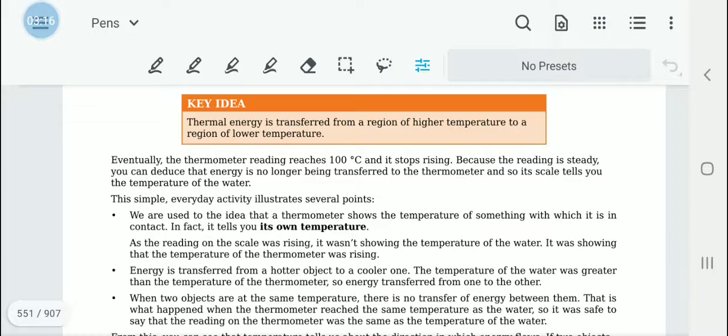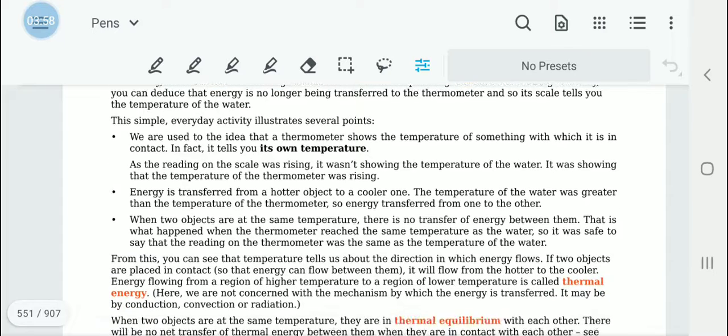What we need to understand is the thermometer is not actually showing the temperature of the water. It is actually showing the temperature of the thermometer, right? You understand that. Because the temperature of the thermometer is rising only, it shows that, right? It doesn't show the temperature of the surrounding. Because of the surrounding, it is getting heated up. So because it is getting heated up, its volume increases. As a result, it shows us a higher reading. So that is what we need to understand.